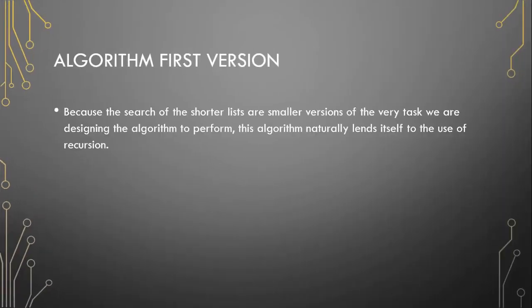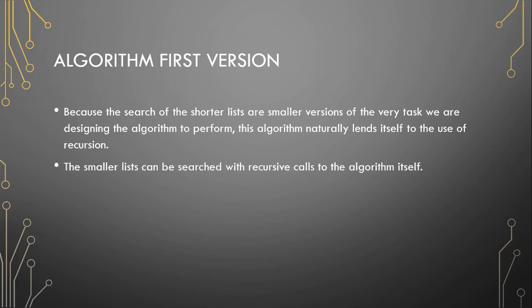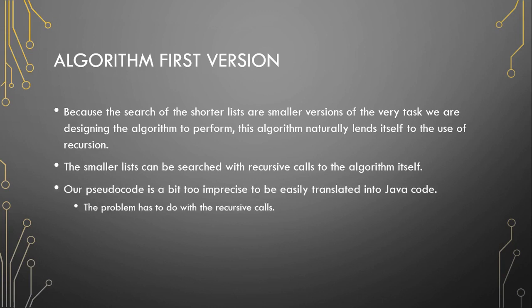Now, because the search of the sorted list are small versions of the very same task we're designing the algorithm to perform, this algorithm naturally lends itself to the use of recursion. The smaller list can be searched with recursive calls to the algorithm itself. Now, our pseudocode right now in its current form is a bit too imprecise to be easily translated to Java code. And the problem is not necessarily what we see, but how we handle the recursive call.